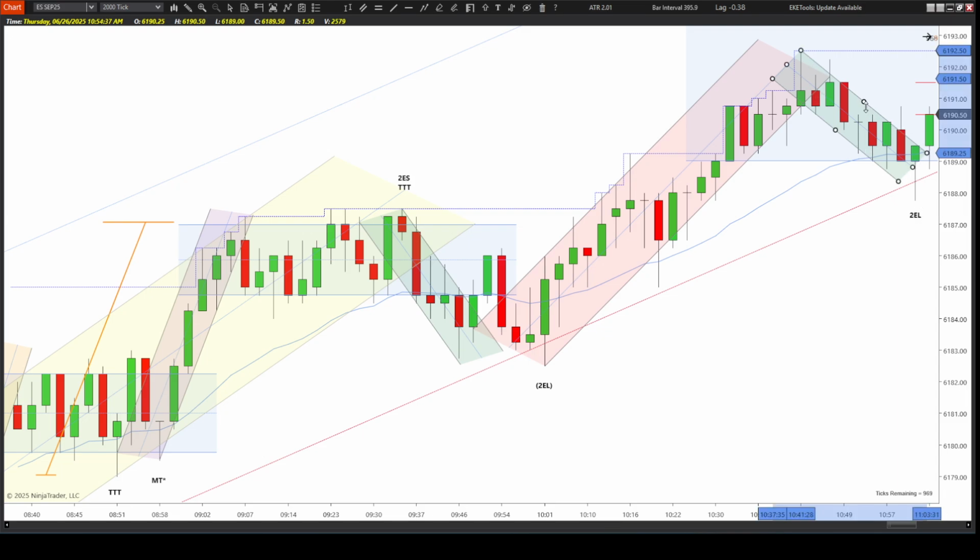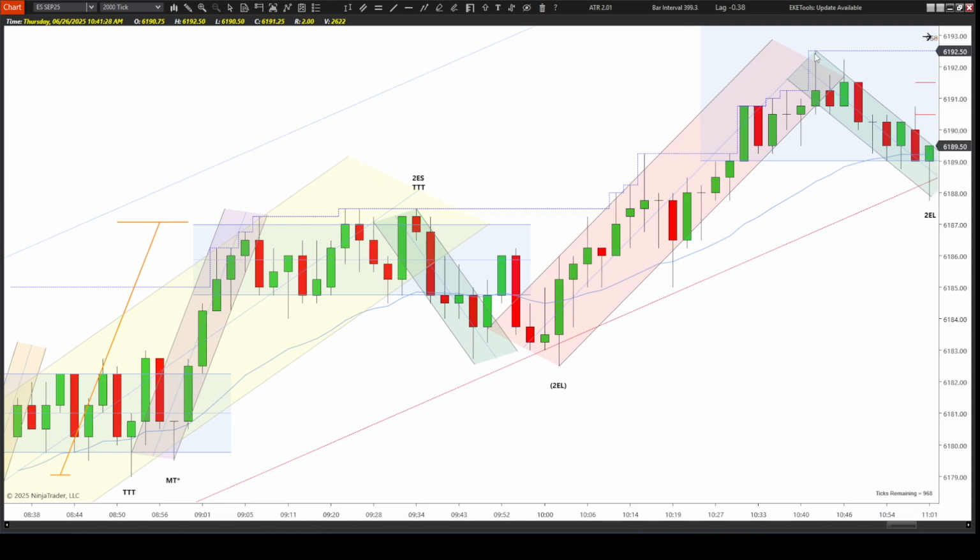But what caused me some pause was when I saw this, I'm thinking this could be two legs down, or it could still be within this big leg. So maybe there's a trade here. It's a little more aggressive.